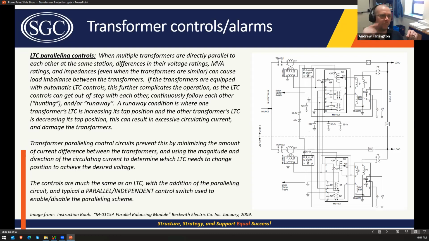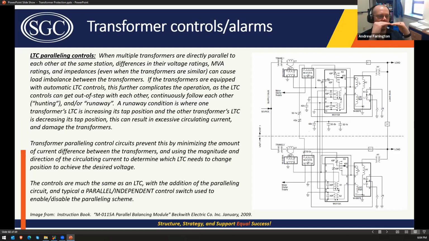And now, because you've got different turns ratios for each transformer, you can get a circulating current inside the transformers. And so you've got your through current that's going to your load, but then you've got this circulating current that's just going around and around, and it's causing unnecessary loading on your transformers. It can cause them to overheat if they get out of step far enough, and they call that a runaway condition. If your time delays aren't set up right, you can also do what they call hunting.